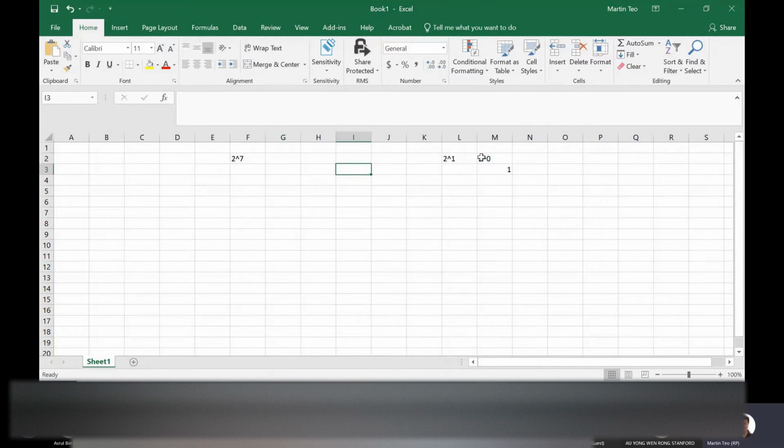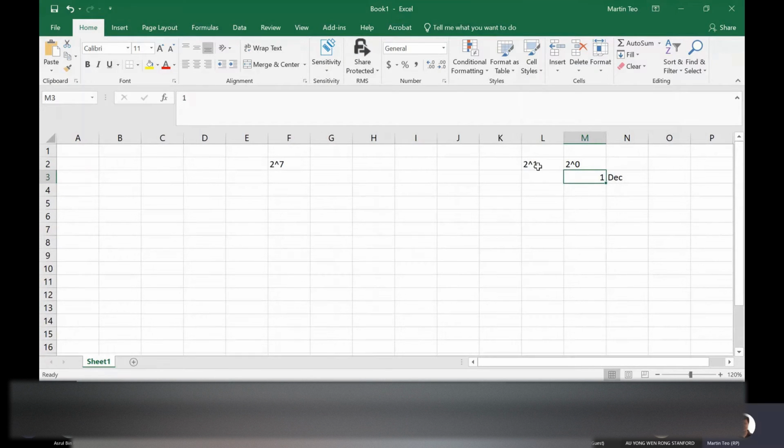So we have the corresponding bit value, the decimal value. 2 to the power of 0 is 1. Then 2 to the power of 1 is 2. Then we have 4, 8, 16, 32, 64, and 128. That is the decimal value. And if we sum up everything together, it will give us 255. So this is the bit power. We call that the bit power.